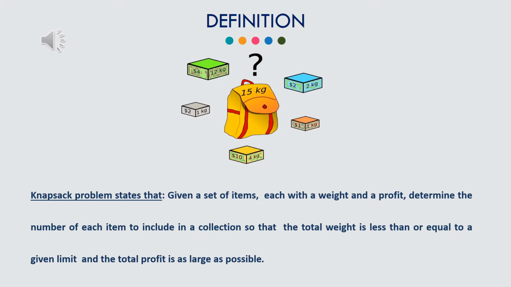So next one is the definition of knapsack problem. So what is meant by knapsack problem? Given a set of items, each with a weight and a profit, determine the number of each item to include in a collection so that the weight is less than or equal to a given limit and the total profit is as large as possible. It means you have to include the items with minimum weight and maximum profit. This is the concept of knapsack problem.